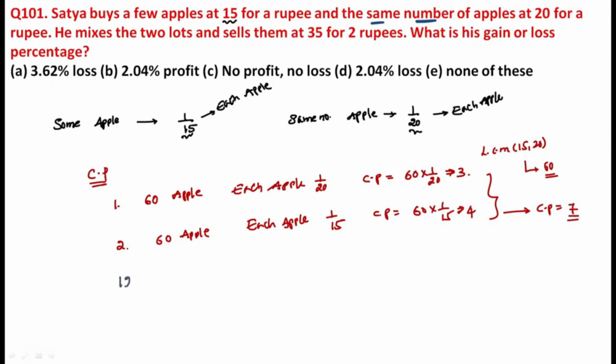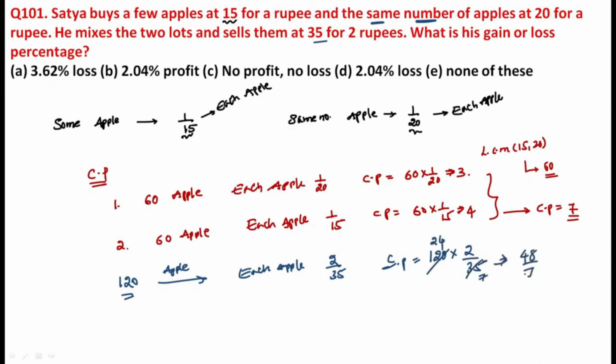Now the information says that they sell 120 apples, 120 apples sold at 35 for 2 rupees. So each apple price is 2 by 35. Now what is the selling price here? The total number of apples is 120, each apple price is 2 by 35, and the answer here is 48 by 7.